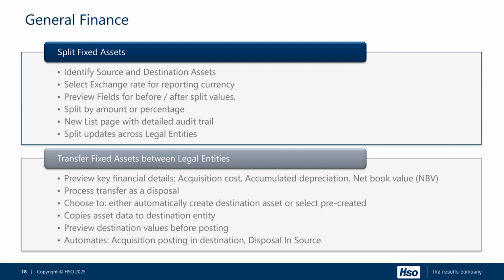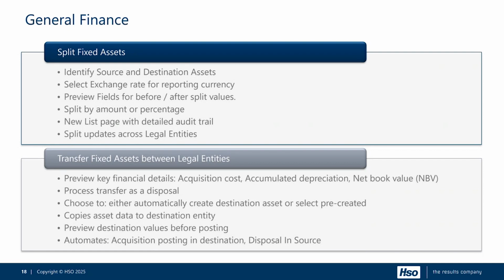What's my net book value? How am I going to split it? Is it by percentage or by amount? And you can see a detailed audit trail on how you've split these entities, and you can actually split them across legal entities, which is pretty new. And we can now transfer the fixed assets between legal entities as well, as you can see there.